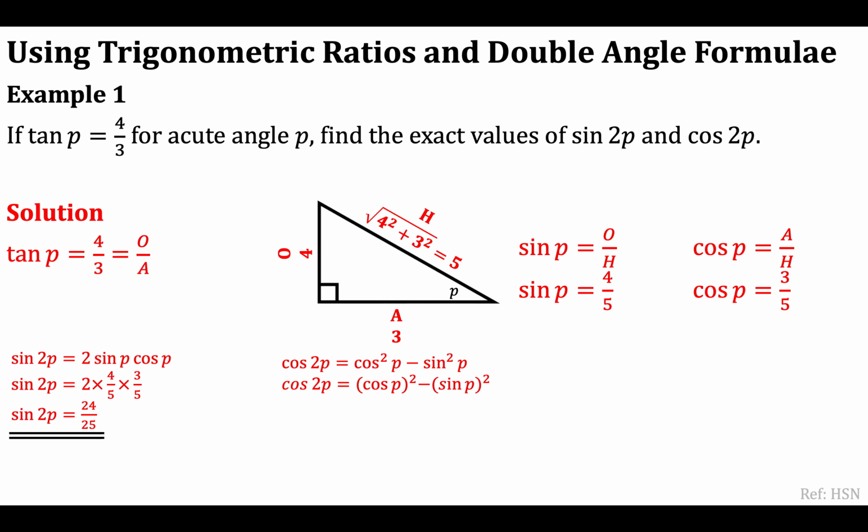Remember, that is the same as writing cos of P all squared minus sine of P all squared. So that's 3/5 all squared minus 4/5 all squared. And that's 9/25 minus 16/25, which hopefully you can see gives us negative 7/25. And that's our exact value and our final answer for cos of 2P. So just now would be a good time to pause the video and take down this example in your notes before coming back for example 2.